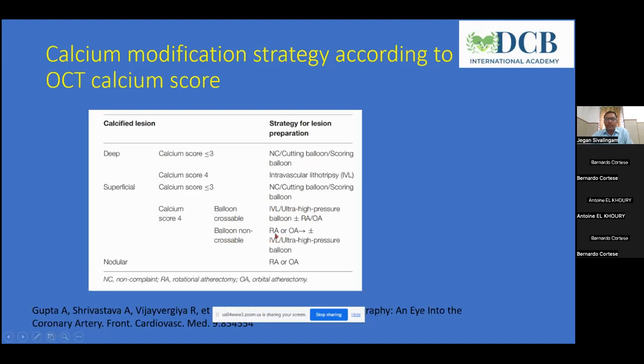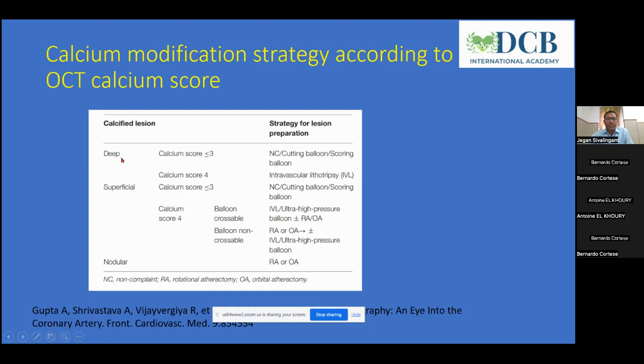Then we have to use ablation only, rotational atherectomy or orbital atherectomy. Then depending upon further, we can use other adjunctive techniques like IVL or ultra high pressure balloon. But if the calcium score is less than or equal to 3, then we have to use NC balloon, like non-compliant balloon, cutting balloon, or scoring balloon. If the score is less than or equal to 3. So this is for superficial calcium.